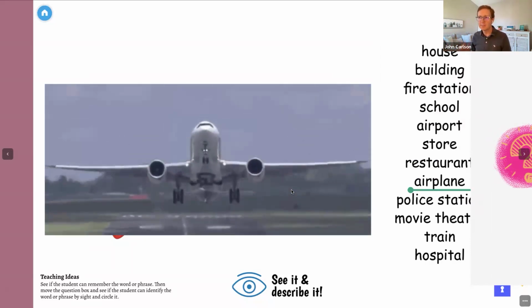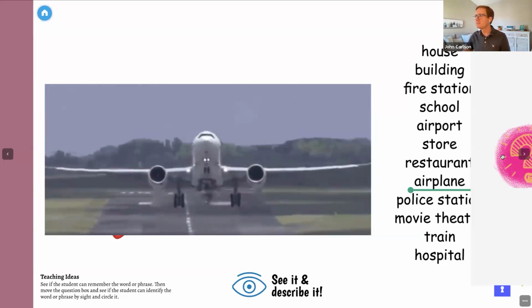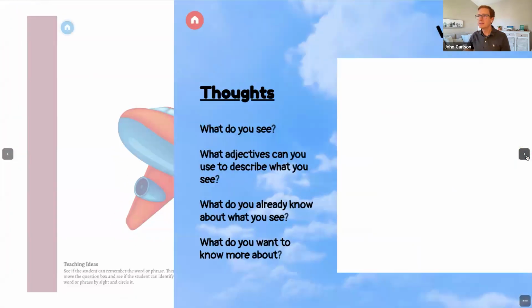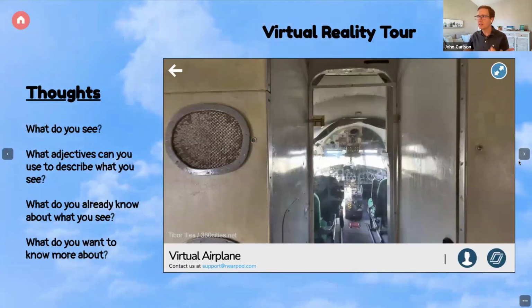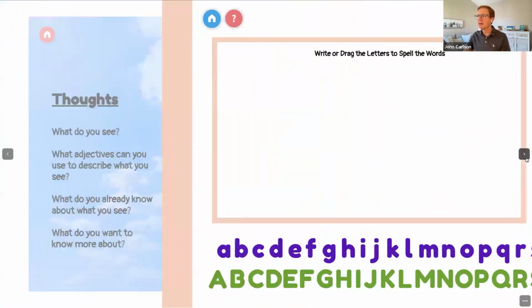What do you see? I see an airplane. What color is it? It's white, using words that they have learned. I can click it again to make it go away. So you've got the flashcards. There's another virtual reality tour of the inside of an airplane.